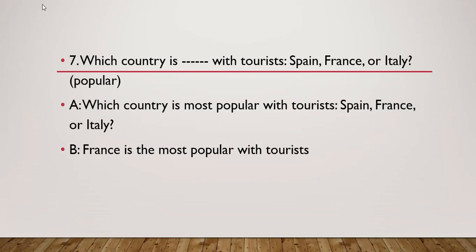Okay, number 7. Which country is dash with tourists? Spain, France, or Italy? Now, the adjective is popular. So the correct form of the question is, which country is most popular with tourists? Here we have 3 countries. That is why we use the superlative form of the adjective popular. So we have most popular. So the answer should be France is the most popular with tourists.